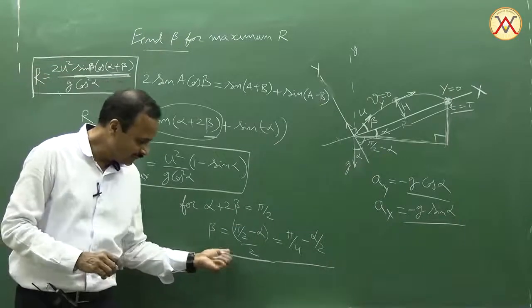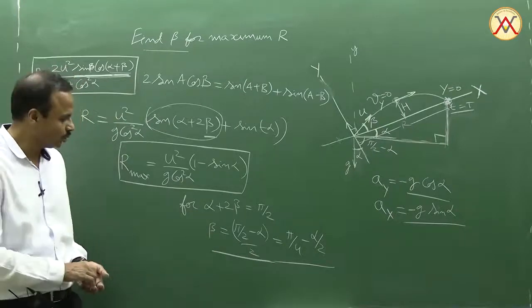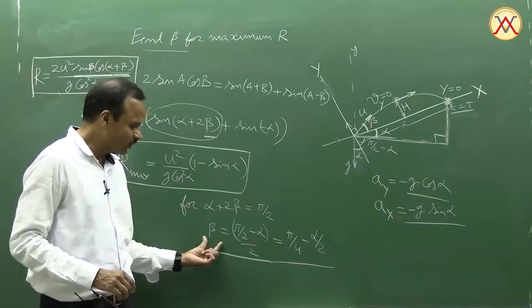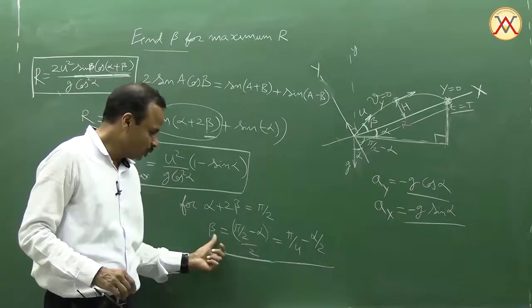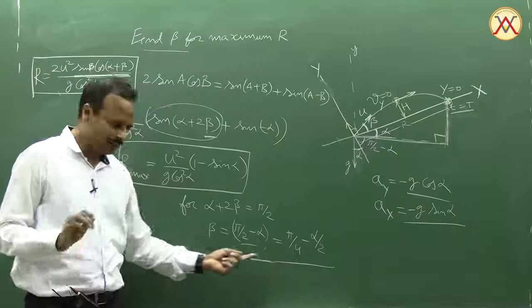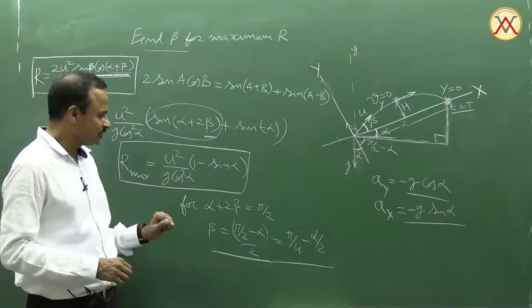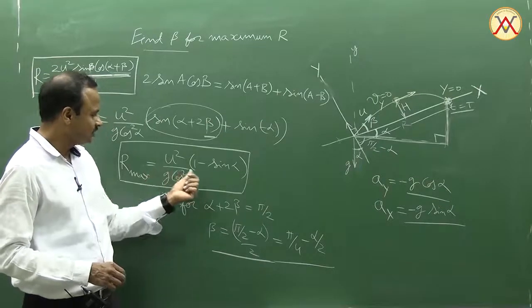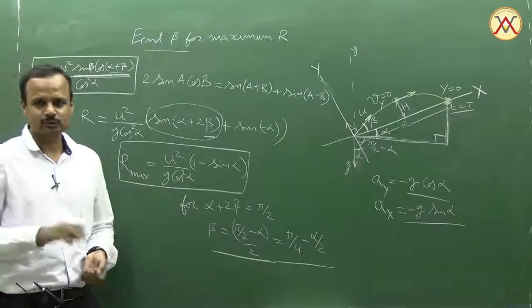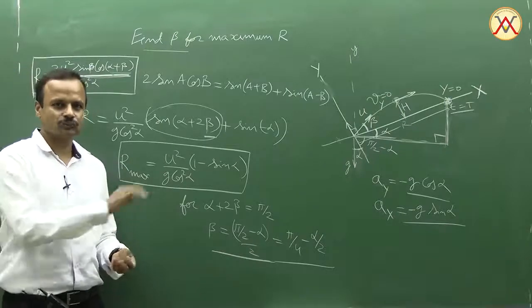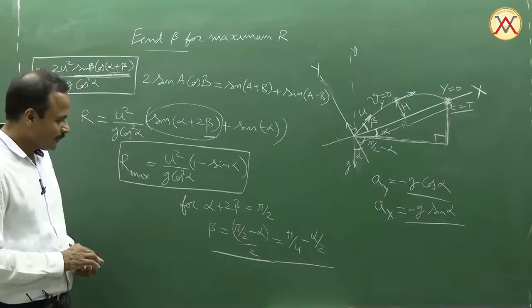Again, you can verify this result for our special case of alpha equal to 0. For alpha equal to 0, we know that the range is maximum for an angle pi by 4. So if you put alpha equal to 0, you are getting beta equal to pi by 4. That is all right. And what is the maximum range? If I put alpha equal to 0 here, it becomes u square by g, which was indeed the expression for maximum range in case of a projectile on a horizontal plane. So this is all right.